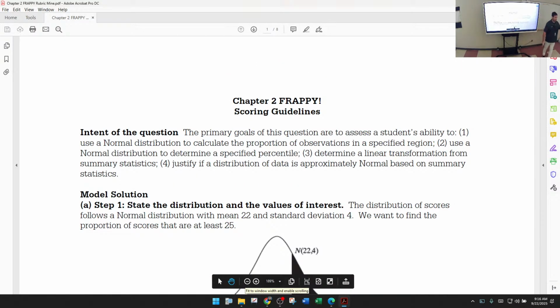Okay, so 4 questions on this FRQ, right? The way that they will score this: if you get an E, you get a point. For every P, you get a half a point. Okay, total of 4 points. That's the way all these are done.